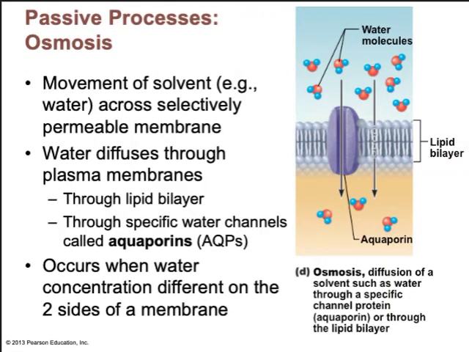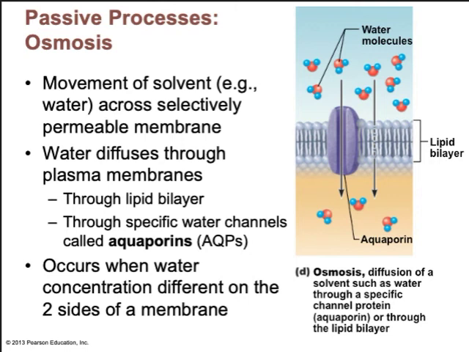The movement of a solvent across a selectively permeable membrane, and the solvent in living systems is always going to be water, is called osmosis. Osmosis is just a fancy term for the diffusion of water from where it's most to least concentrated. So water is always going to diffuse from where there's more of it to where there's less of it. Another way to think of this kind of movement is that water chases solutes.